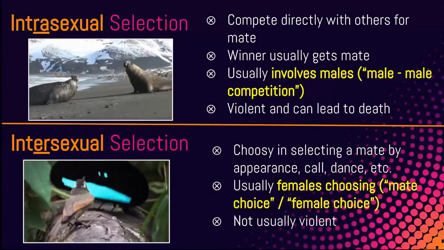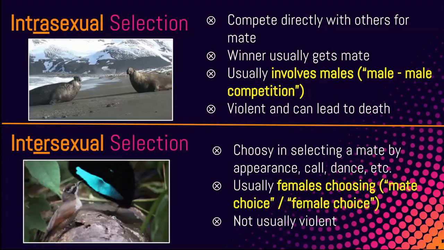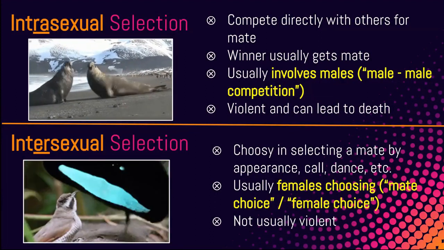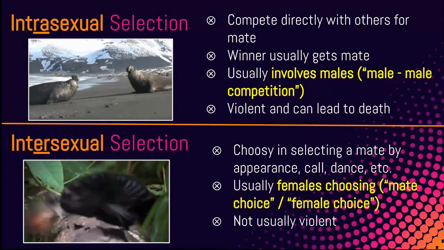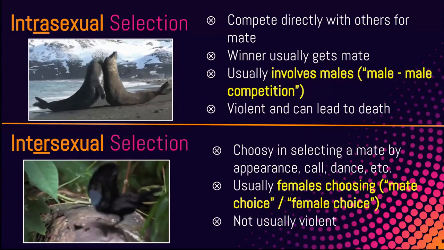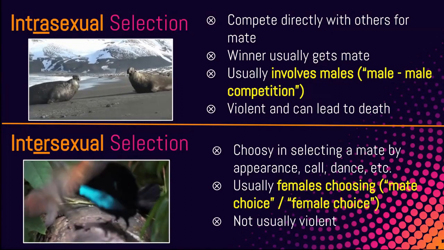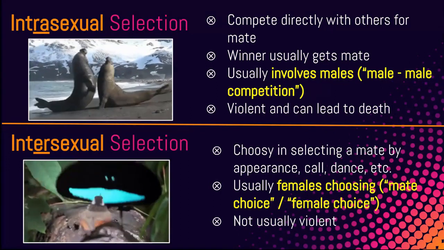We have intrasexual selection. This is where we see competition directly with others for a mate. It's usually violent. This is where two males are going at it, going, no, I'm going to mate with this female. No, I am going to. And usually whoever wins is the one that actually does the mating. And this usually is, again, male-male competition.